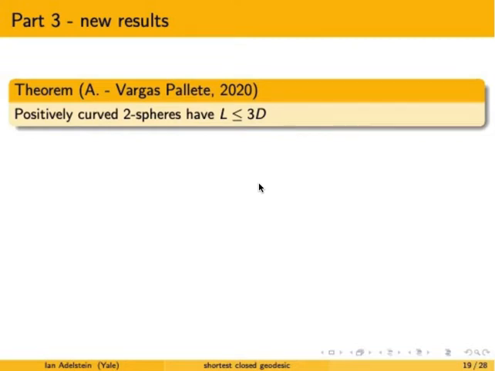Hello, welcome back. So in part three of my talk, I'll prove our main result. So here's the statement again. It's that in the positive curvature setting, the length of the shortest closed geodesic on a two-sphere is bounded above by 3 times the diameter. I've already sort of mentioned the context of the result and said some words about why it's interesting, so we'll get right into the proof.